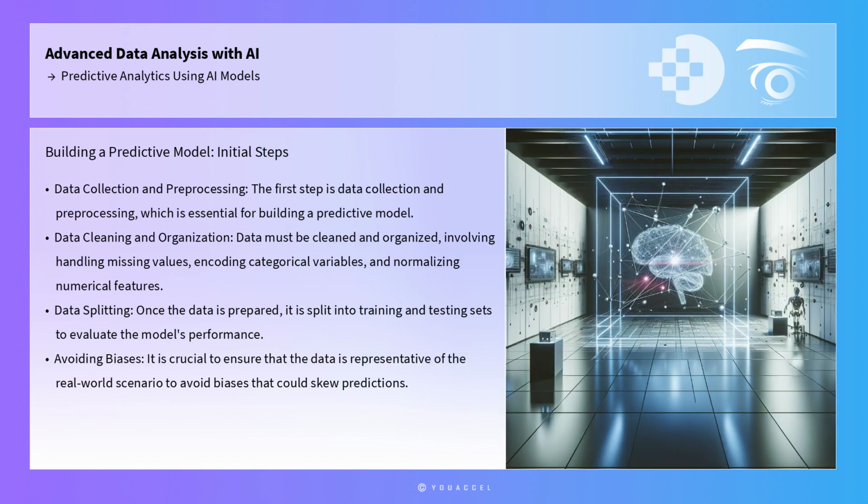In the process of building a predictive model, the first step is data collection and pre-processing. Data must be cleaned and organized before it can be used to train a model. This involves handling missing values, encoding categorical variables, and normalizing numerical features. Once the data is prepared, it is split into training and testing sets to evaluate the model's performance. It is crucial to ensure that the data is representative of the real-world scenario to avoid biases that could skew predictions.